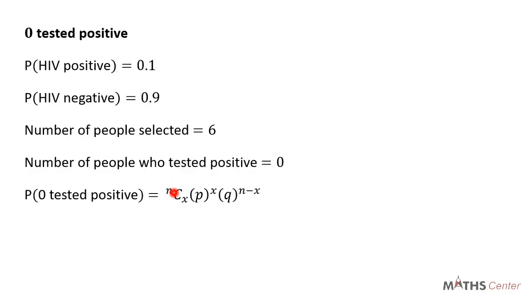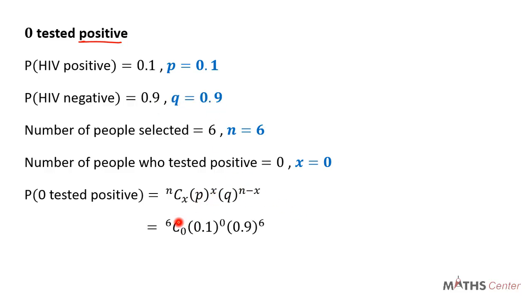And this probability will be given by n combination x, p exponent x, q exponent n minus x. N is the number of people who were selected, so n is equal to 6. X is the number of people who tested positive, so that is 0. P is the probability of success. Here, testing positive is considered success, so P will be equal to 0.1. And Q is the probability of failure, so Q will be equal to 0.9. When we substitute that here, you have 6 combination 0, 0.1 exponent 0, 0.9 exponent 6. And this gives us 0.531441. Let's move on to the second condition.